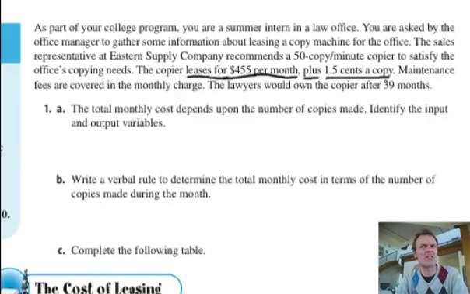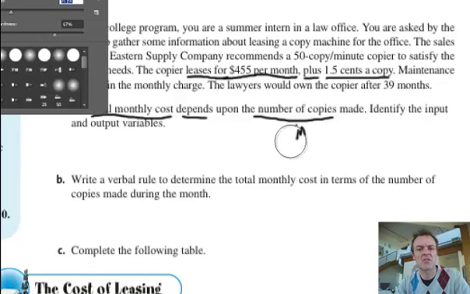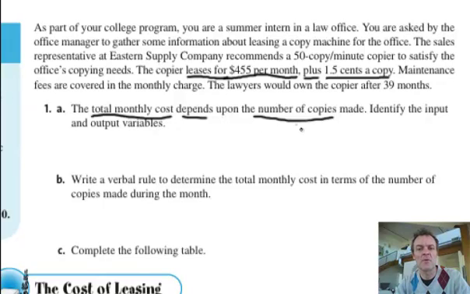So again, I'm just saying to myself, the output must be the total price, in other words, the total monthly cost. Because it depends on the number of copies, the number of copies must be the input. I'm just going to put X for this. Let's always remember things like that. So the input is X, the number of copies. The total monthly cost is Y, because that's the result, what we're going to spend depending on the number of copies. So writing a verbal rule to determine the total monthly cost, well, here it is.